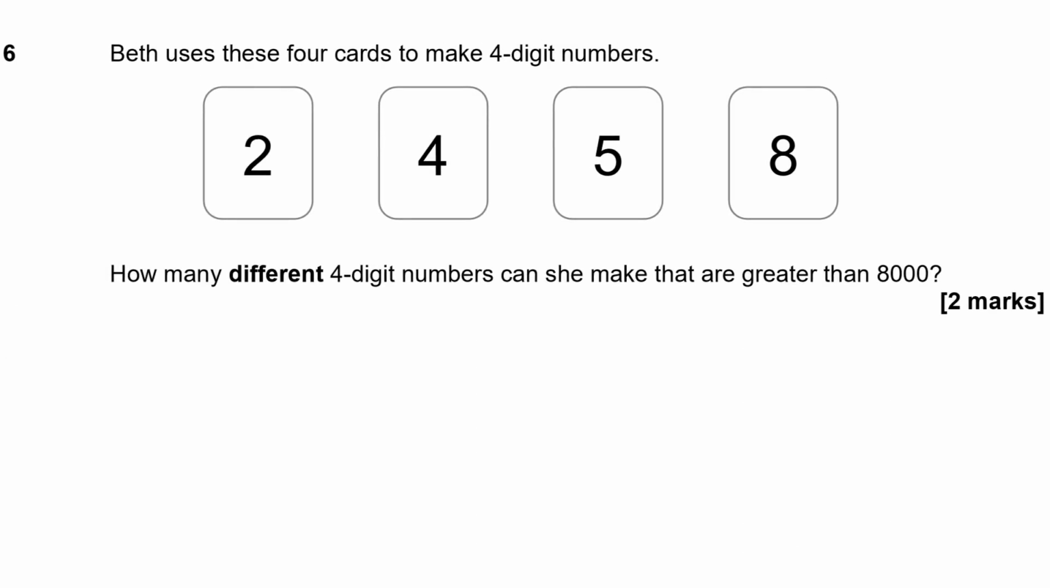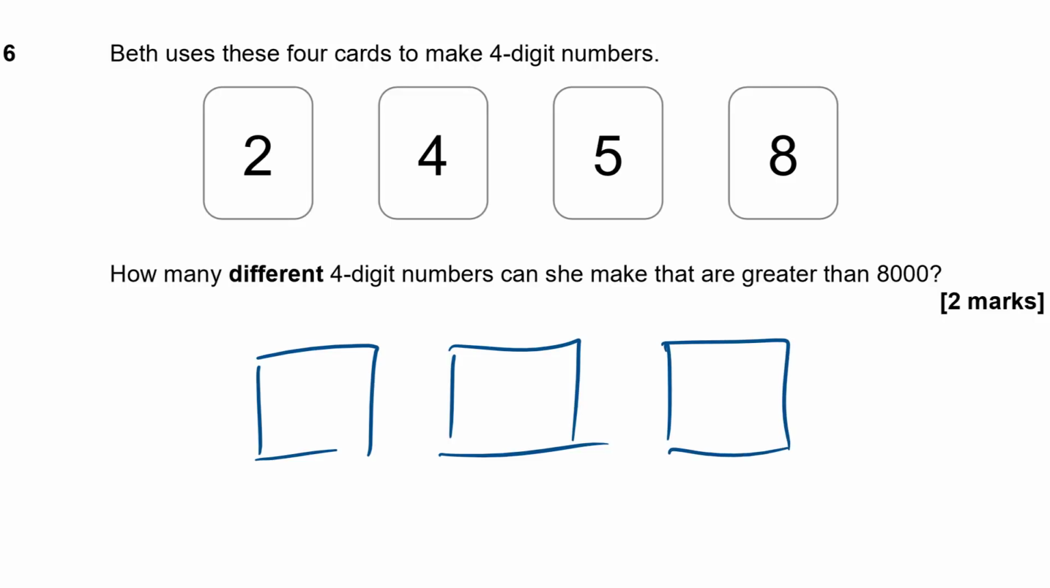Question 6. Beth uses these 4 cards to make 4-digit numbers. How many different 4-digit numbers can she make that are greater than 8,000? Okay, Beth, what are you going to do here? 2, 4, 5, and 8. So we've got 4 places to fill. Let's think about what choices we have for each of these.